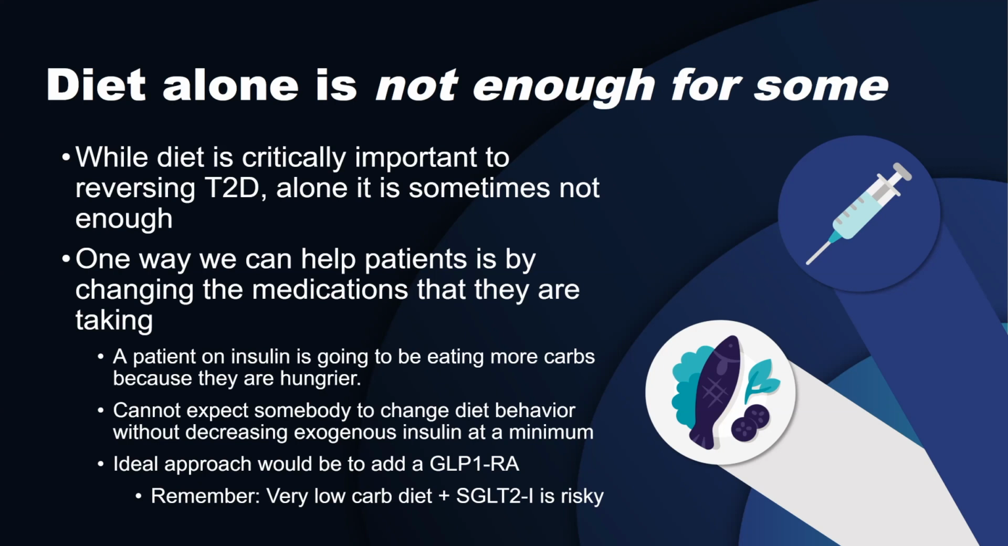SGLT2 inhibitors are also a possibility, but remember that people on very low carbohydrate diets, or diets with less than 20 grams of carbohydrates per day, should not be on an SGLT2 inhibitor at the same time. It's risky for a number of reasons, and we'll go over those again in a minute.